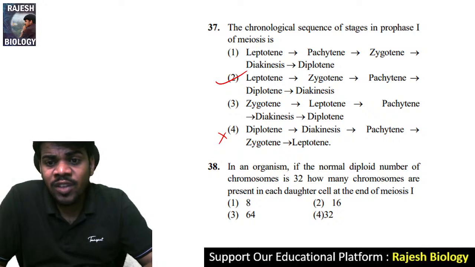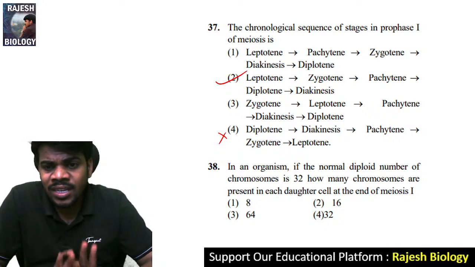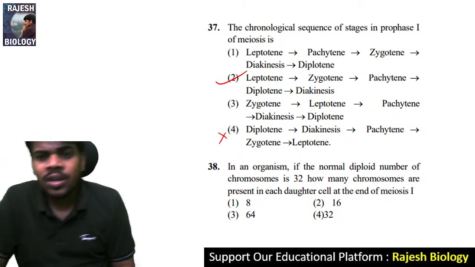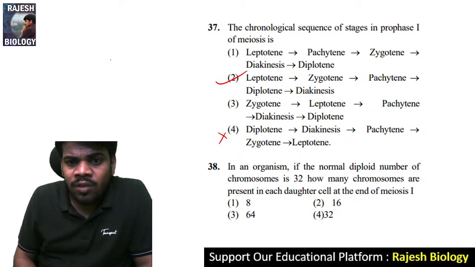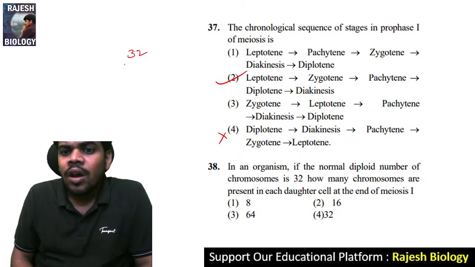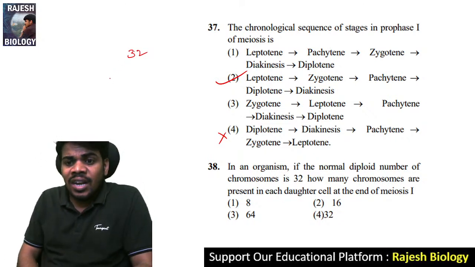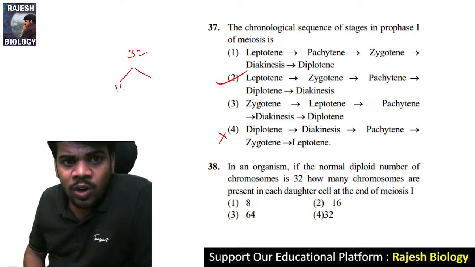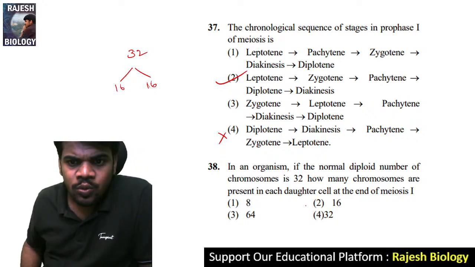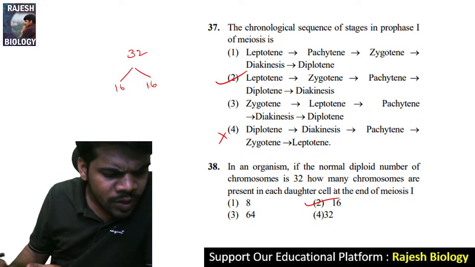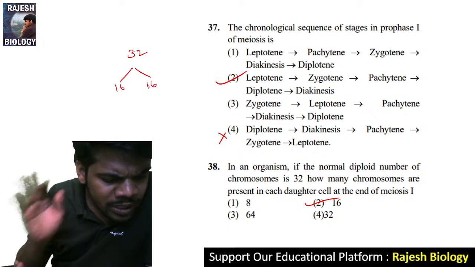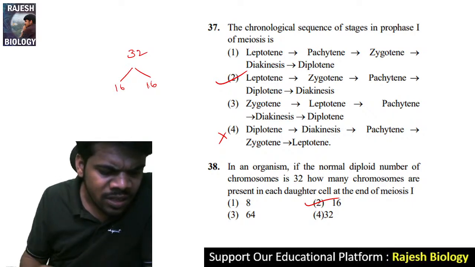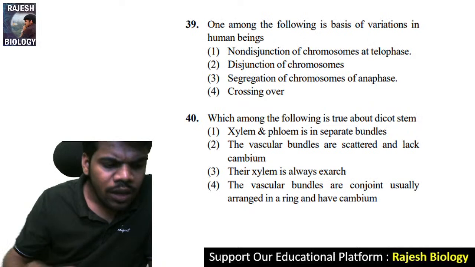In an organism, if the normal diploid number of chromosomes is 32, how many chromosomes are present in each daughter cell at the end of meiosis 1? Meiosis 1 is a reduction division, so automatically 16 and 16. The right answer is 2. So who says the right answer? 38, option 2. Chinnu says the right answer. Gnaneshwari right answer. Saujanya, before everyone, right answer. Come to the 39th question.